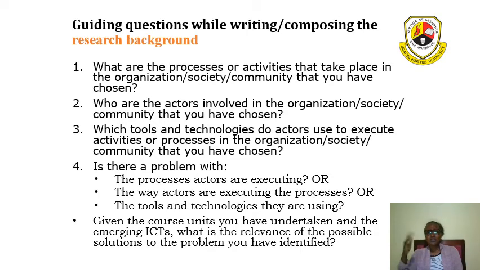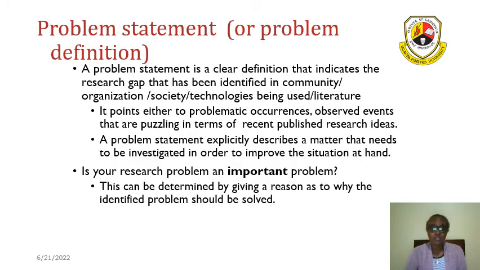What are the processes or activities that take place in an organization or community that you have chosen? Who are the actors? Which tools and technologies do the actors use? Is there a problem with the current processes? Is there a problem with the efficiency? What is the issue that is currently existing? And again, you're picking all of this from literature, not from what you think, not your opinion.